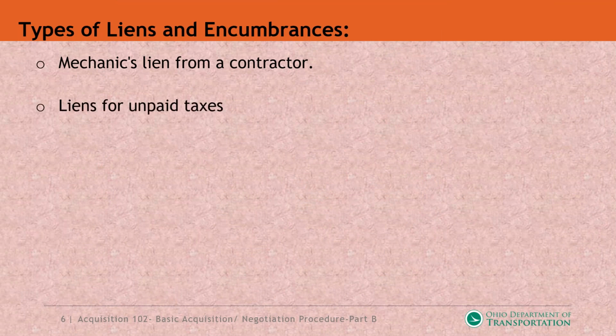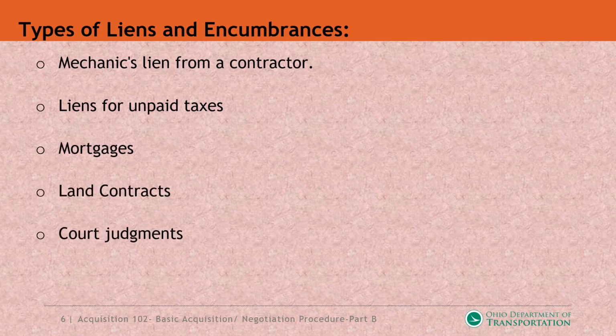There are various types of liens out there: mechanics lien from a contractor, liens for unpaid taxes, mortgages, land contracts, court judgments. Those are some of the liens that you would see when we're dealing with this acquisition phase.